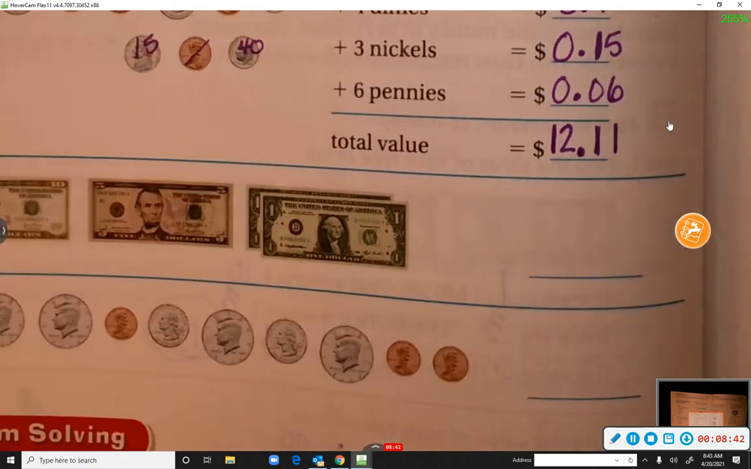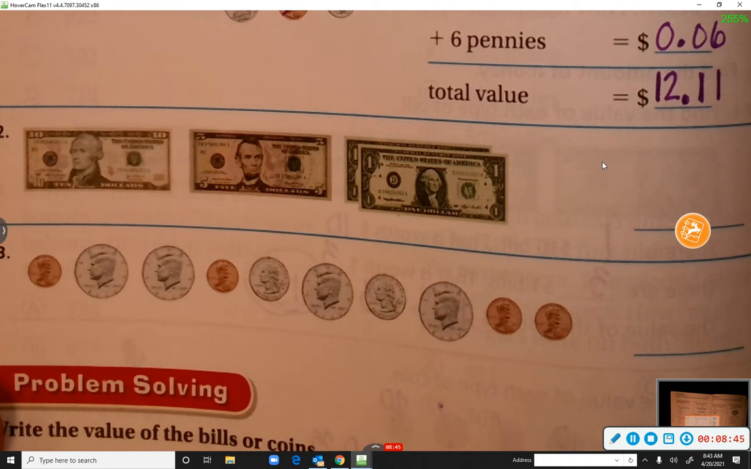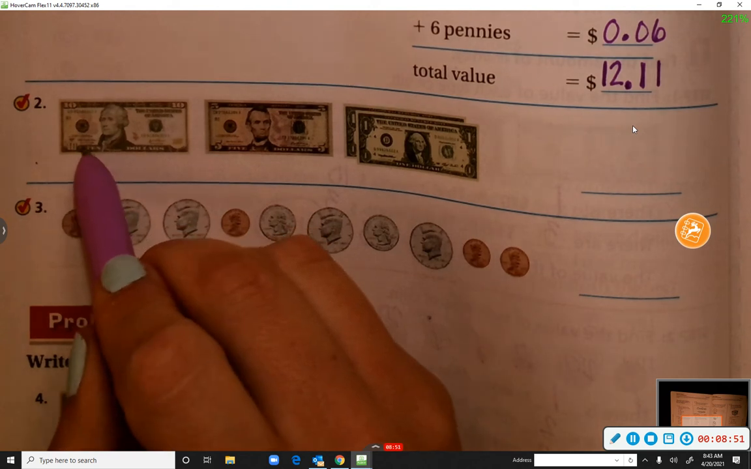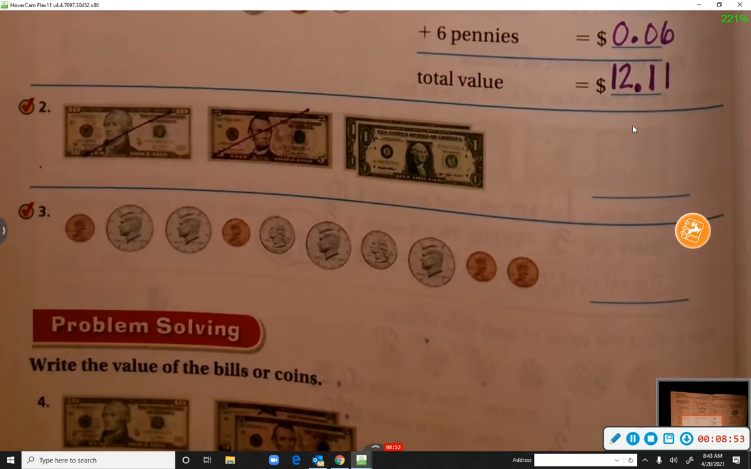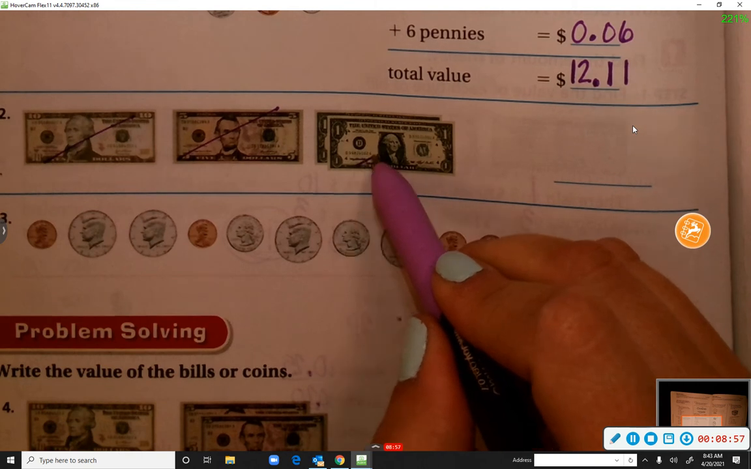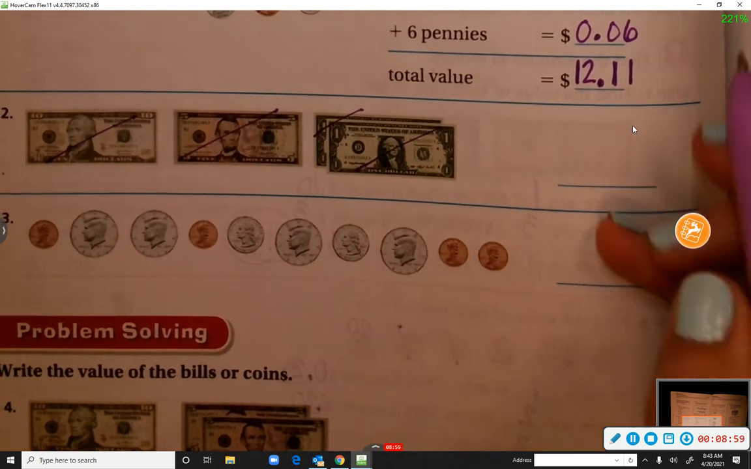Okay. Number 2, pretty easy. We add up the dollars, and what do we see? We see 10. $10 bills. So that's 10 plus 5 would be what? 15. Then we skip by 1, so that would be 16, 17.